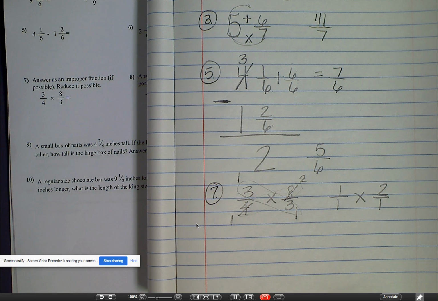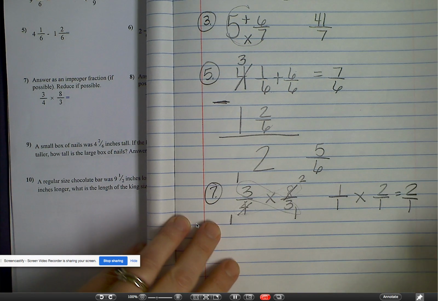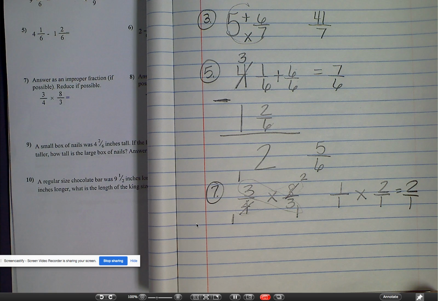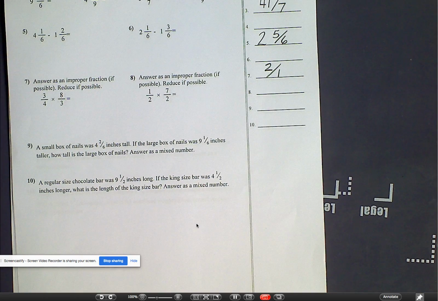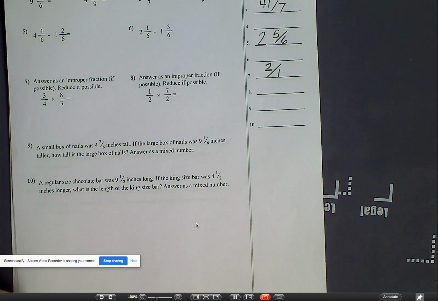So now the answer would be 2. But it says answer as an improper fraction. So that's a little tricky there because normally I would just say it's 2, right? But this would be 2 over 1. In this case, since the direction said answer as an improper fraction, you need to answer it as an improper fraction. So the answer is 2 over 1. If you put 2 as the answer, it's going to be wrong because you didn't follow the directions.